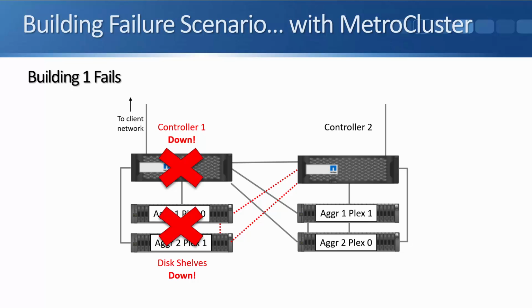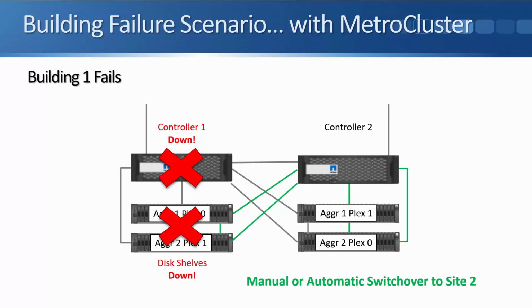If building 1 fails, I lose the controller and I lose the disk shelves. But because aggregate 1 and aggregate 2 are still available, both of them in the other building, my clients don't lose access to any of their data. For the switchover to the second building, that can either be done manually or we can use automatic switchover. I'll go into more detail on that later in this lesson.